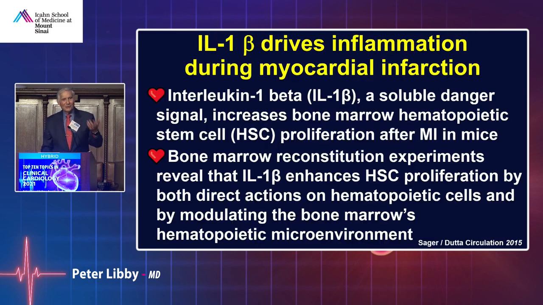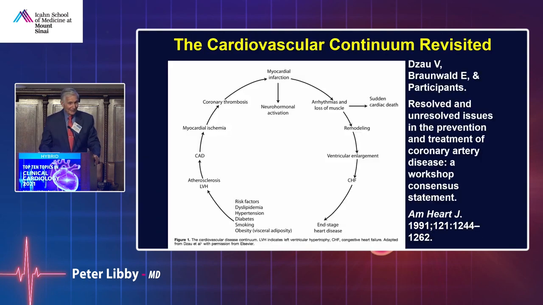But I'm not going to go through this, but if you actually read the paper, it's got a lot of sophisticated biological experiments, including parabiosis experiments, that suggest that the effect of neutralizing IL-1 beta is both local and at the level of the bone marrow. So I subtitled that article in JACC, The Cardiovascular Continuum Revisited. And that was in homage to my mentor, Dr. Eugene Braunwald, now 92 years old.